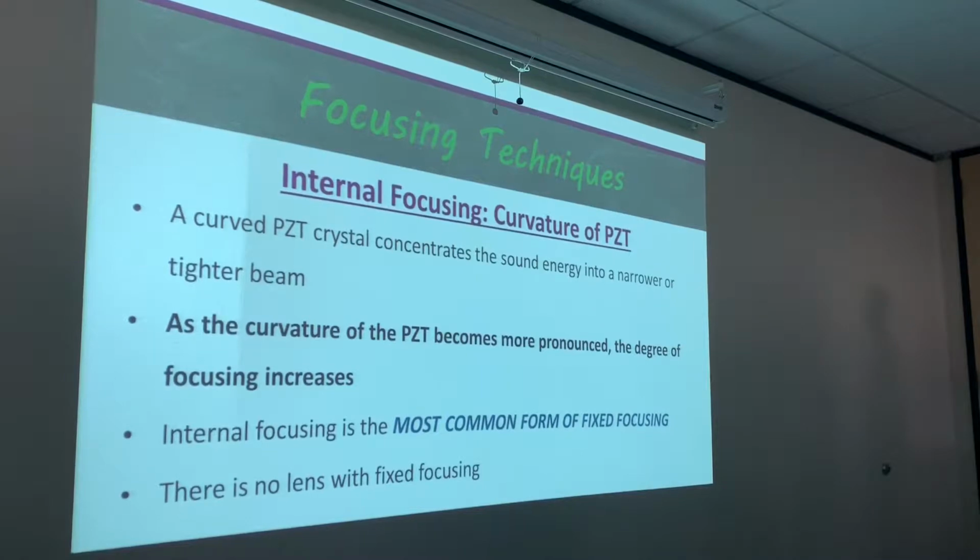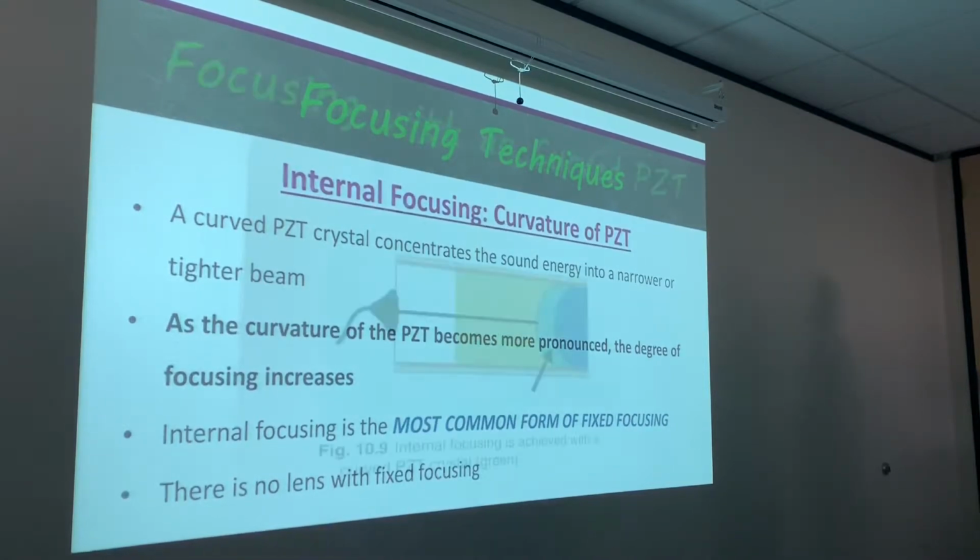It concentrates the sound energy into a narrower, tighter beam, which is of course going to improve our lateral resolution. Okay. As the curvature of the PZT becomes more pronounced, the degree of focusing increases. Same thing, just like the acoustic lens, the same concept. If that was a curved PZT element right there, the bottom one would have a more prominent focusing. The focusing is going to increase. It's going to have a thinner beam. Internal focus is the most common form of fixed focusing. It's highlighted for a reason, guys. Internal focusing is the most common form of fixed focusing. There is no lens with fixed focusing, of course. That's external focusing. Okay. Good there.